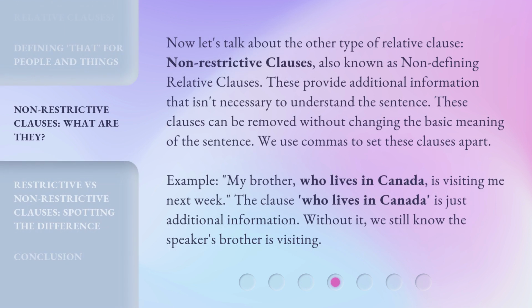Now let's talk about the other type of relative clause, non-restrictive clauses, also known as non-defining relative clauses. These provide additional information that isn't necessary to understand the sentence. These clauses can be removed without changing the basic meaning of the sentence. We use commas to set these clauses apart. Example: My brother, who lives in Canada, is visiting me next week. The clause "who lives in Canada" is just additional information. Without it, we still know the speaker's brother is visiting.